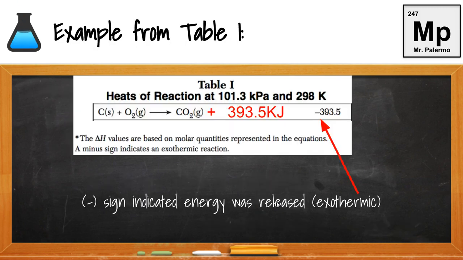Looking at Table I, you can see that the delta H is negative, indicating a loss of heat, or it's giving off heat energy. In terms of placing it in the reaction, we would put it on the product side. So it's CO2 as a product plus 393.5 kilojoules. Notice I put a plus here and not a minus sign. The minus is telling us that it's exothermic, but we're putting it in as a plus in our reaction.